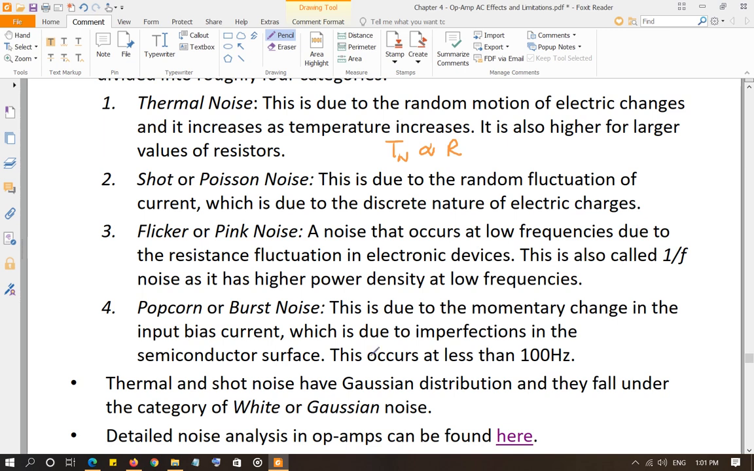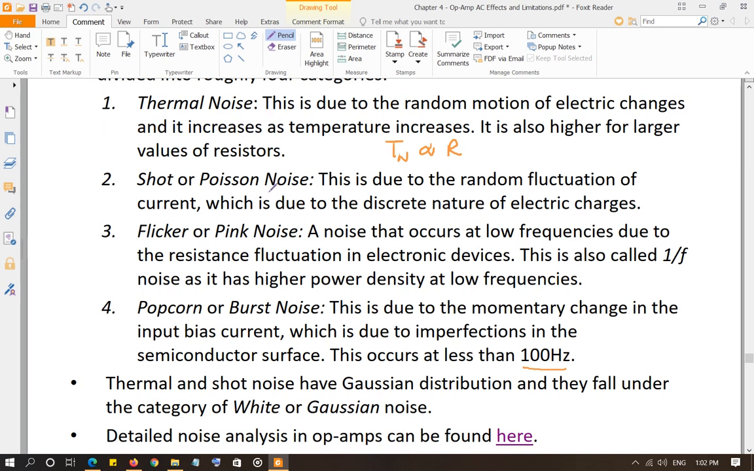Basically, when you create a semiconductor, you can have imperfections in the surface of the semiconductor. And then due to those imperfections, your input bias current can momentarily change its value, and when you take the rate of change of that current, that can become substantially high, and it can produce a noise which is called the popcorn noise or burst noise, and generally it is less than 100 hertz.